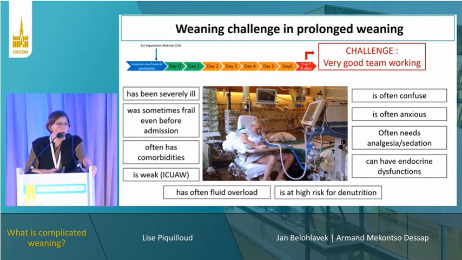was sometimes already frail before admission, has comorbidities, has ICU-acquired weakness and needs the physiotherapists, often has fluid overload, is at risk for denutrition, and usually has denutrition, is often confused, anxious, needs analgesia, sedation, can have endocrine dysfunction. Then definitely those patients can be efficiently managed only by all the team and a good interaction between the different members.